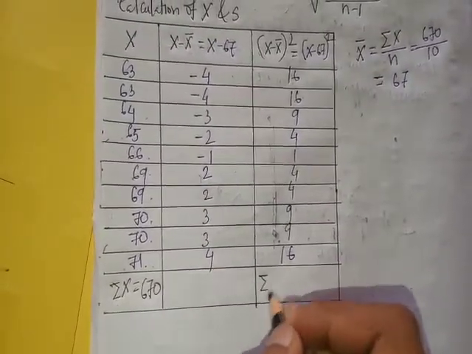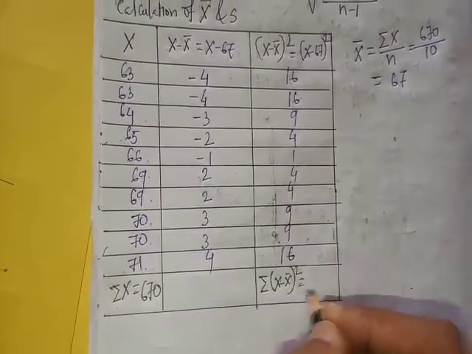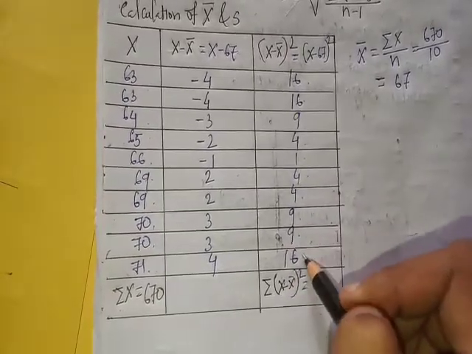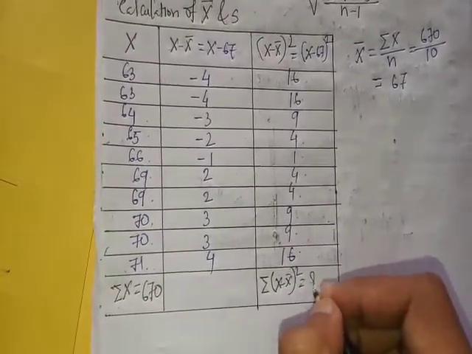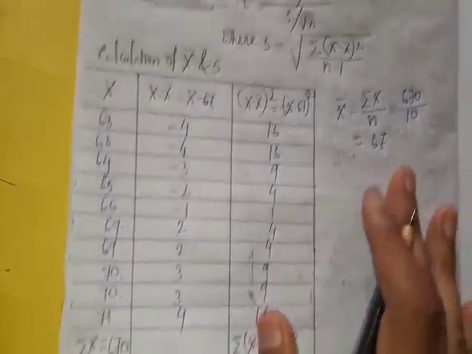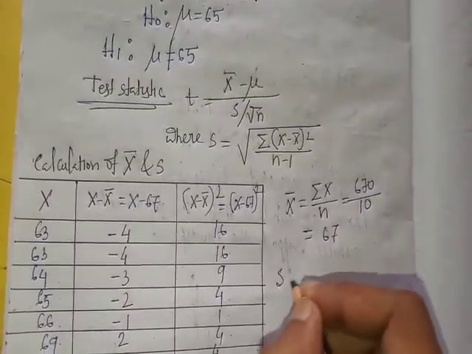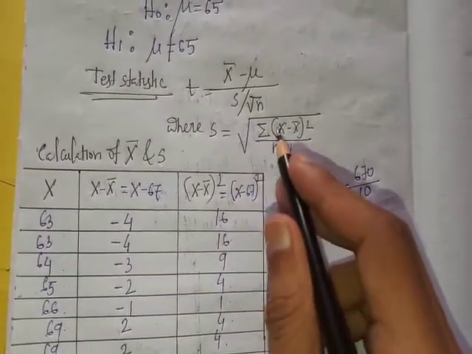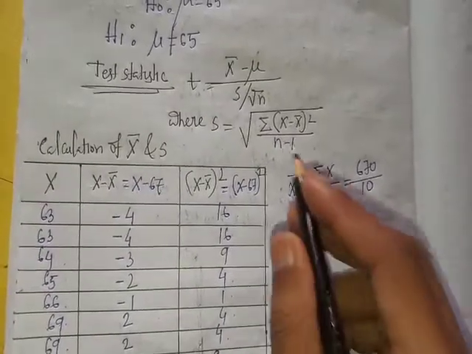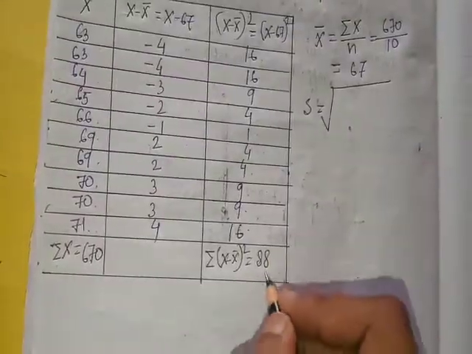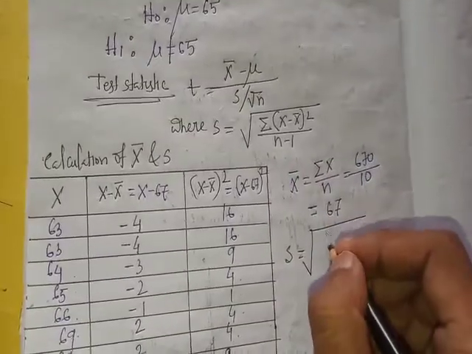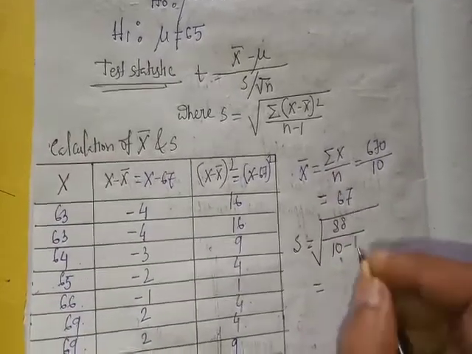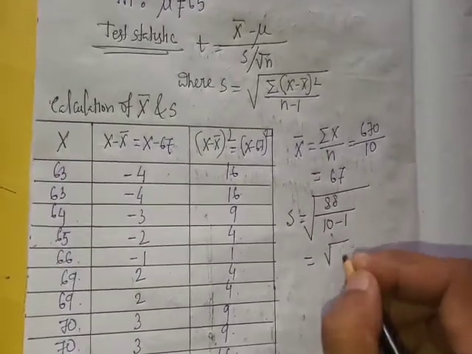Next, summation of (x minus x bar) whole square. So this plus this plus this plus this, and so on, we get 88. Clear? Next, s. The formula is root over summation (x minus x bar) whole square by n minus 1. Summation of (x minus x bar) whole square is 88, so 88 by n minus 1. N means 10, so 10 minus 1. Clear? So after calculation we get 88 by 9.